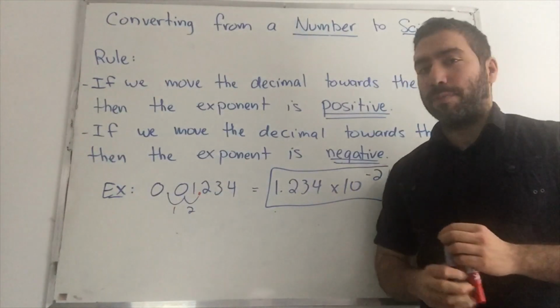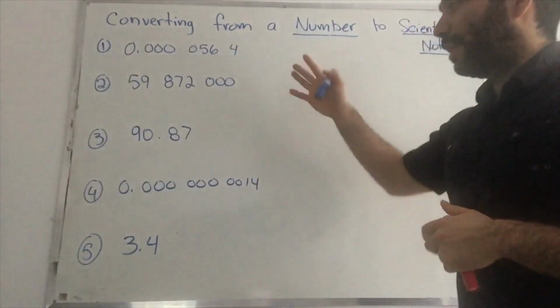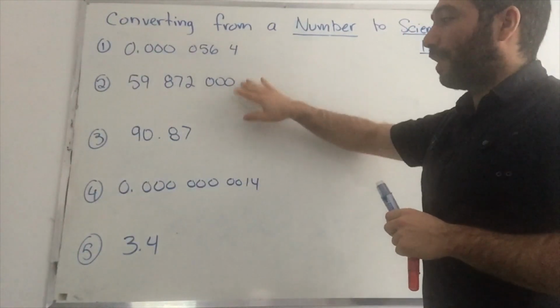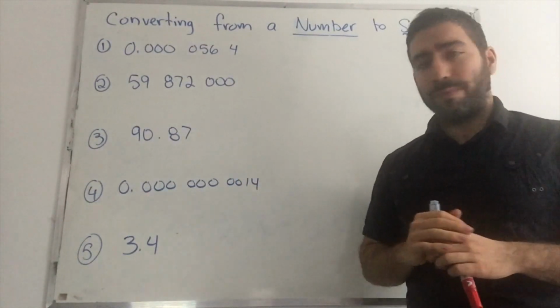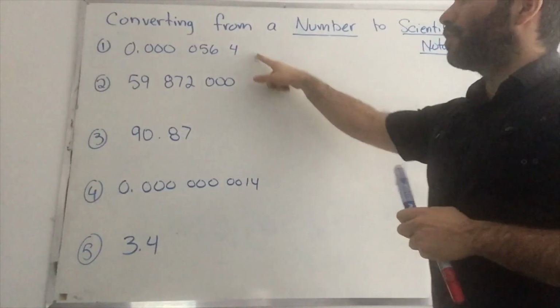So let's take a look at a couple more examples together. Let's continue with these examples here. We're given these following 5 numbers, and we have to convert all of these into scientific notation. Okay, so let's start off with the first one.